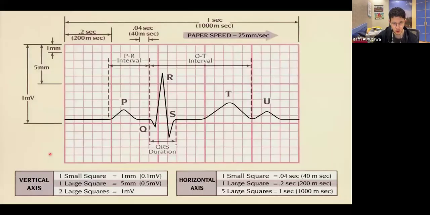And just going back to showing you, so this right here, PR, we said this is where it's being conducted through the AV node and the bundle of His. QRS represents the ventricular depolarization. Right, then the QT, this represents the ventricular depolarization and repolarization. Now you're probably wondering, what about the atria? What about all this?